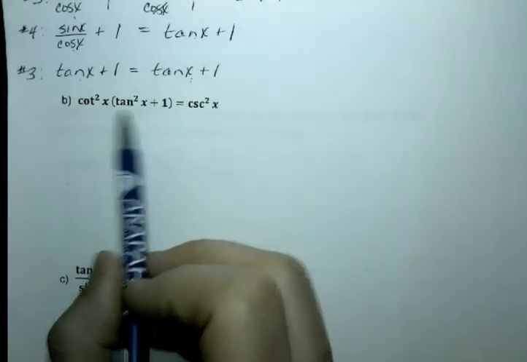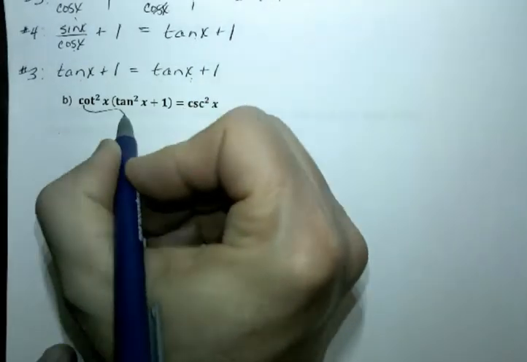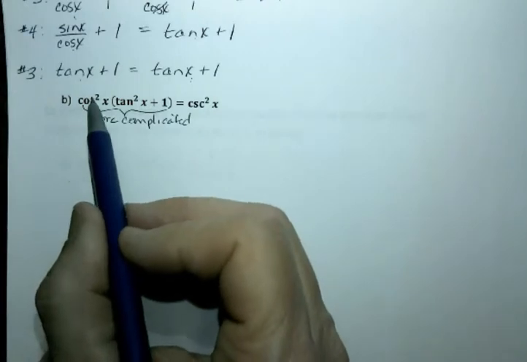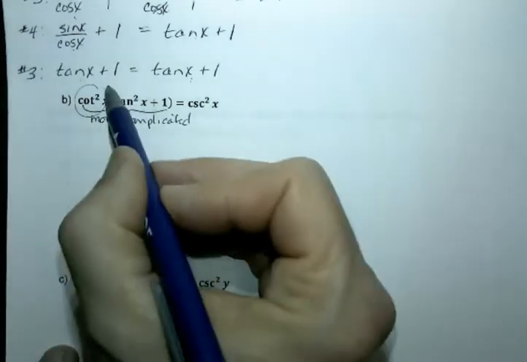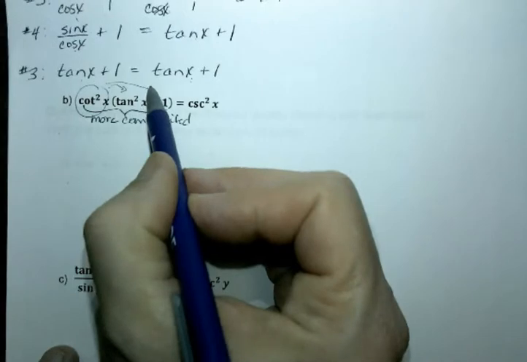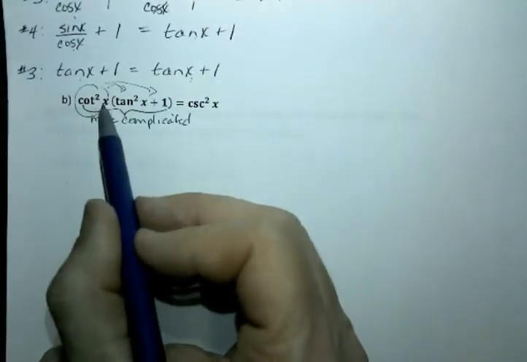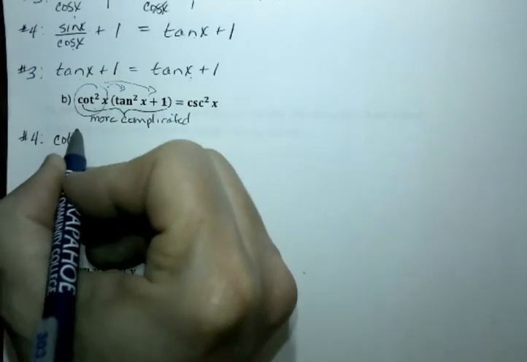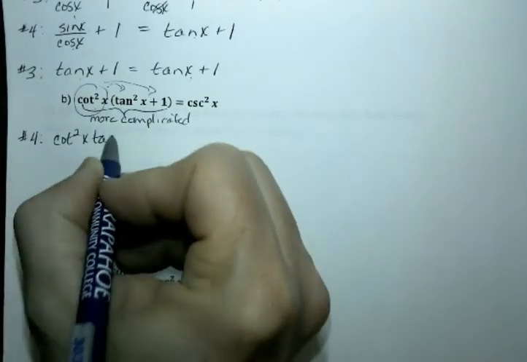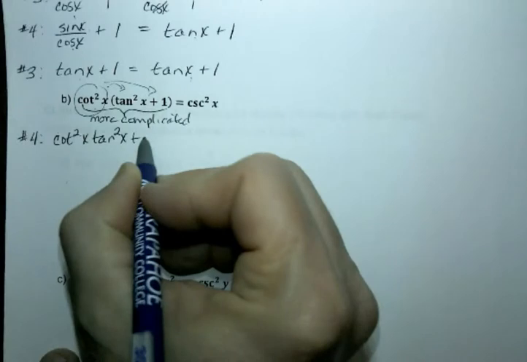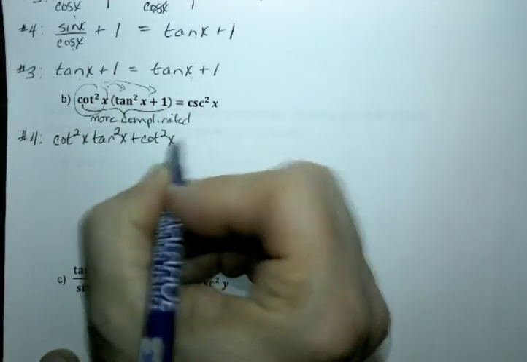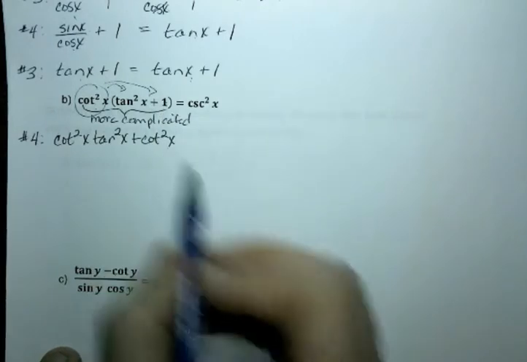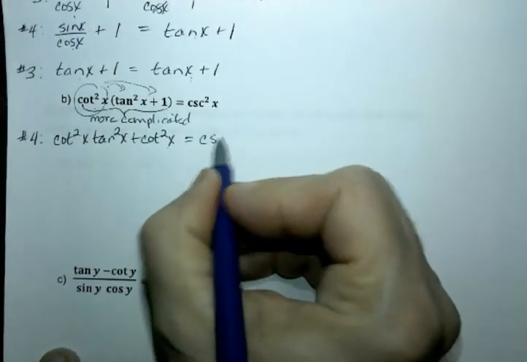Again, with this one, the left side is more complicated, so that's the side I'm going to work with. Again, the first thing that I can think about doing is the multiplication. That means I'm going to distribute the cotangent squared x to both of these two terms. So here I have cotangent squared x times 1, so that's just cotangent squared x.